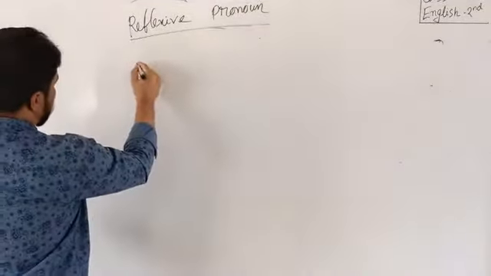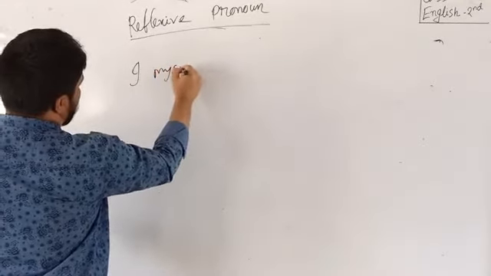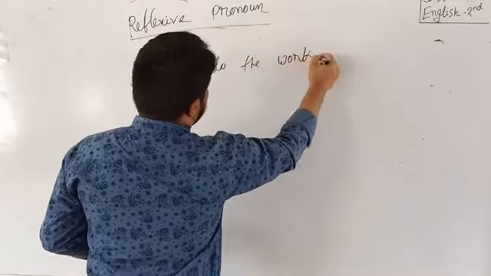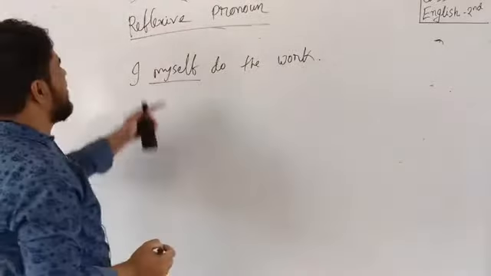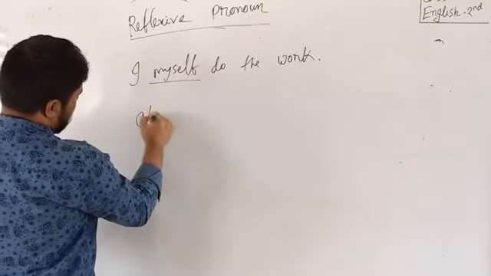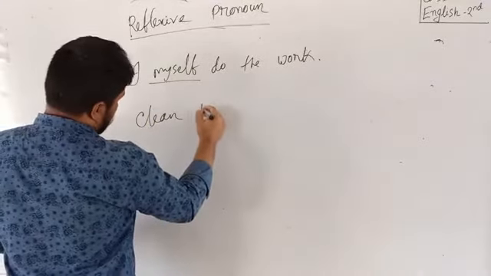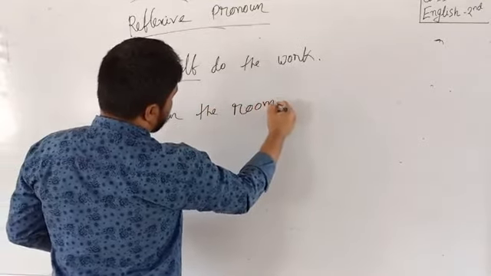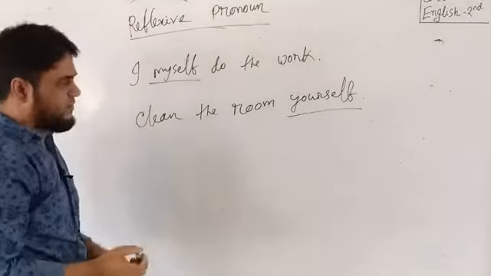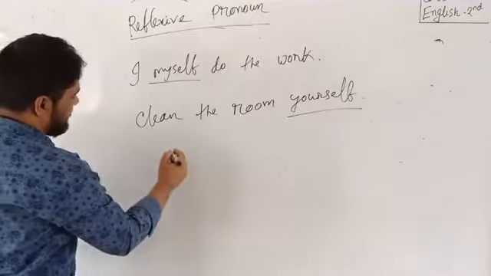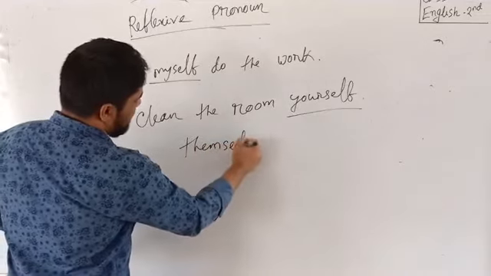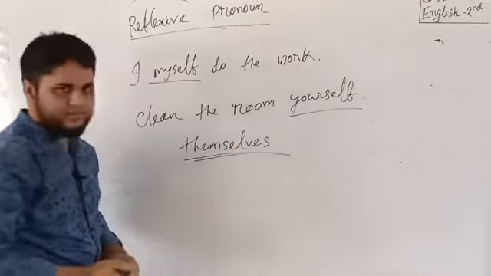Like this: I myself do the work. Here, myself is a reflexive pronoun. And again: clean the room yourself. Here, yourself is also a reflexive pronoun. If the subject is plural, you can also use themselves, them-selves, to show plural nouns. Okay, I think you can understand.